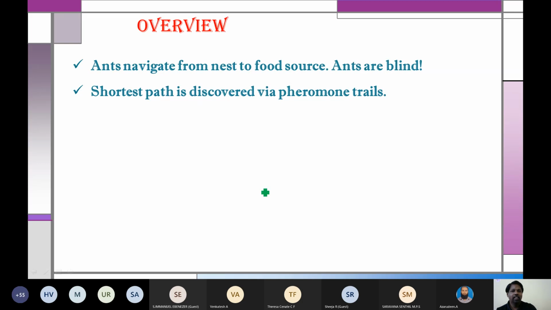Even though they are blind, they are finding the shortest path, and all ants are moving in that path. The reason behind this is, whenever an ant is moving in a path, it will secrete a chemical, a volatile hydrocarbon, which is called pheromone. So this is another concept. By sensing this pheromone only, all other ants will be moving.